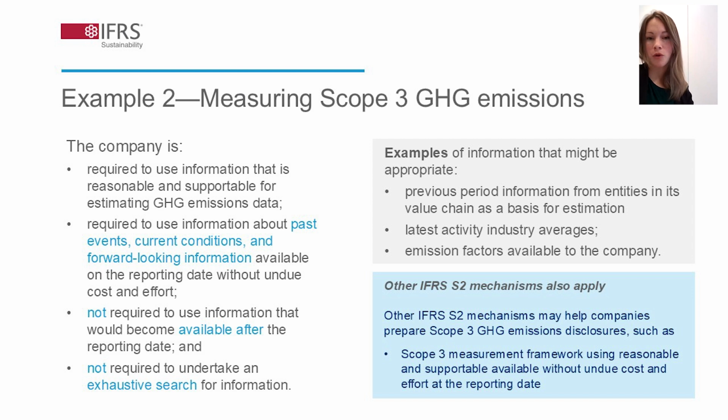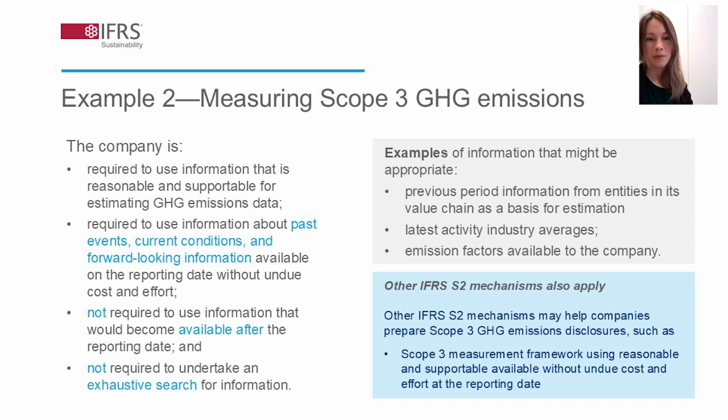The application of Scope 3 measurement framework is within the context of this overarching requirement of using information that is reasonable and supportable information available to the company at the reporting date without undue cost or effort. In this way, the proportionality mechanism complements the Scope 3 measurement framework that used together assist companies in measuring and disclosing its Scope 3 GHG emission.